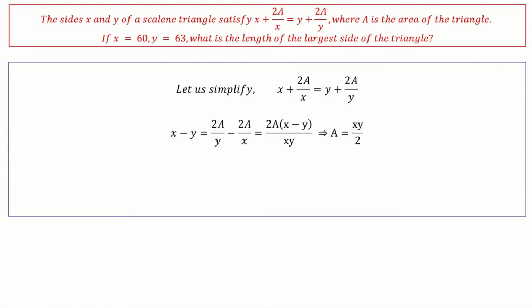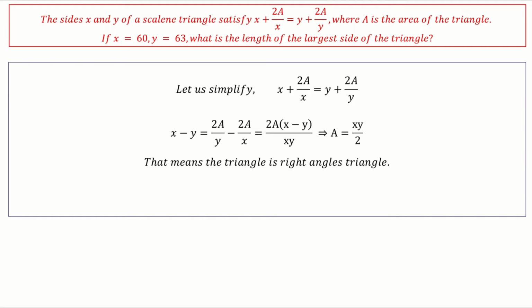So subtract both of them, I get x minus y equal to 2a by y minus 2a by x. That is 2a into (x minus y) by xy. That implies x minus y is cancelled on both sides. So xy by 2 equal to a. This means the triangle is a right angle triangle. Correct? Only then area will be half into two sides.